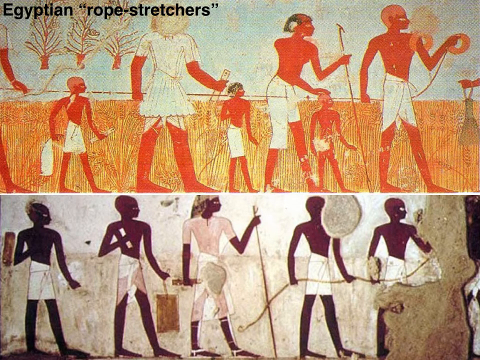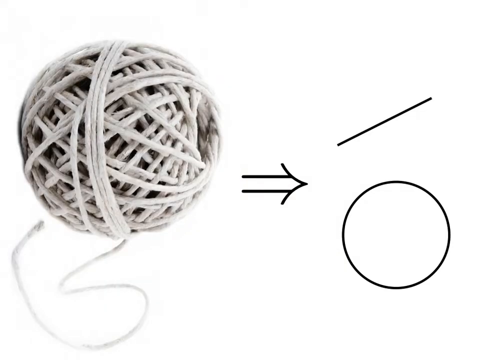And here you can see some guys running around stretching ropes, to measure fields this way and that. Stretching a rope is really a very powerful mathematical tool, simple in its simplicity. Here you see I have a piece of string, and if I want to make a straight line or a circle, all I need is a piece of string. I just want to make a straight line. I just grab two ends of the string and pull it, and there you go. I have a perfectly straight line.